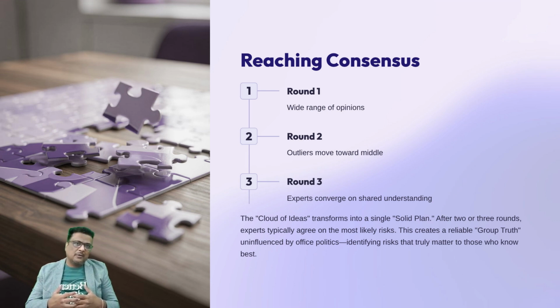I once worked on a project where the initial risk estimates were miles apart, but by round 3, the experts were within 5% of each other. It's an incredibly reliable way to get a group truth that isn't influenced by office politics. By reaching this consensus, you identify the risks that truly matter to the people who know best. Now, while having this agreement is a massive win, we have to make sure this expert advice is officially put to work, which brings us right into our final step.